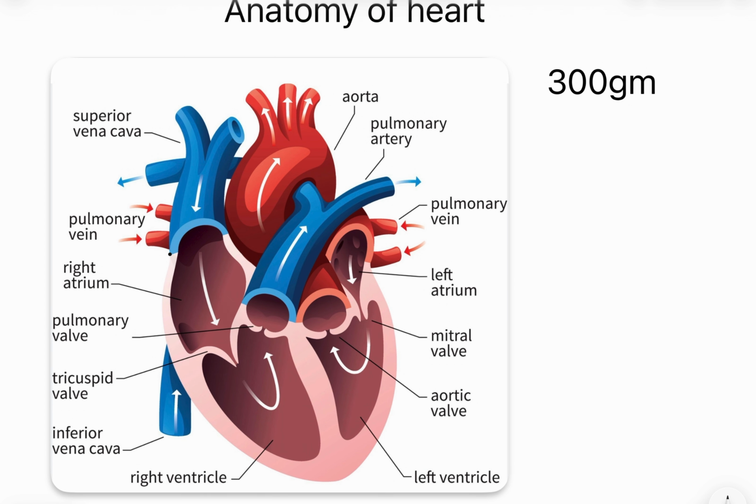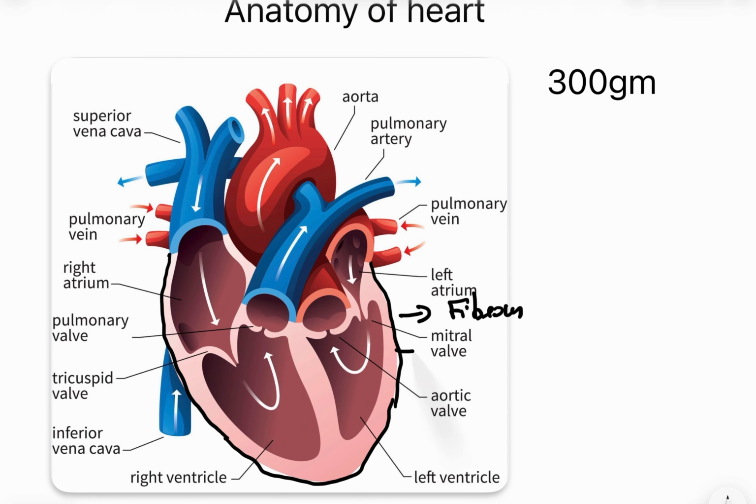The heart is covered with a layer. It is called pericardium. Pericardium, very, very easy to remember. So this pericardium has two layers. Already the heart is covered with pericardium, and pericardium has two layers. First one, the outer layer is a fibrous layer, and the inner layer is a serous layer.